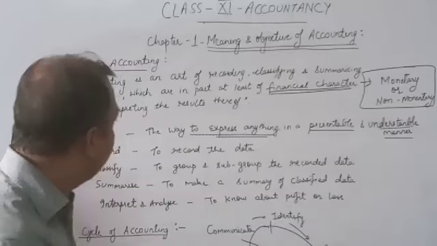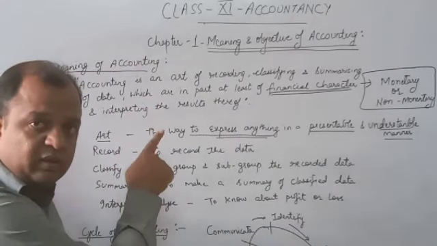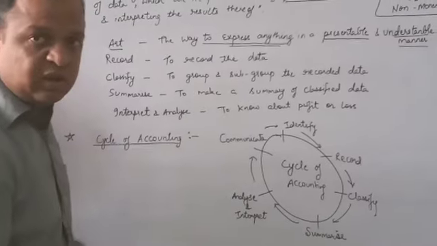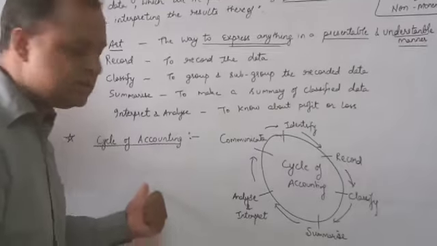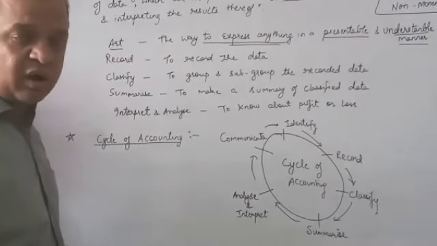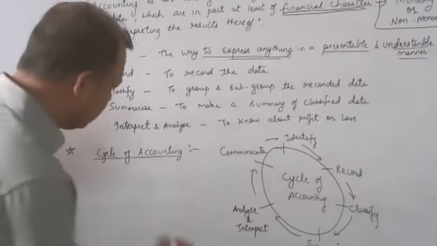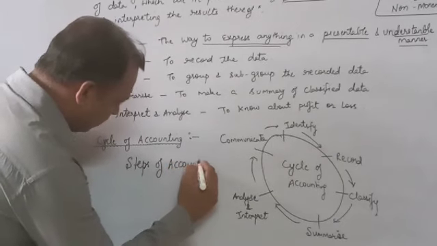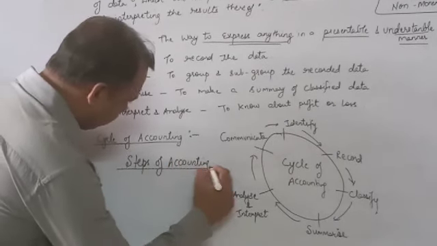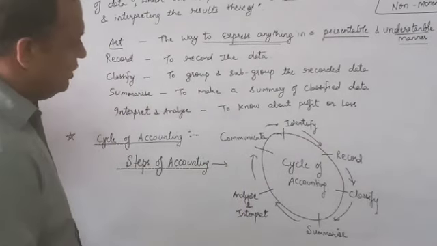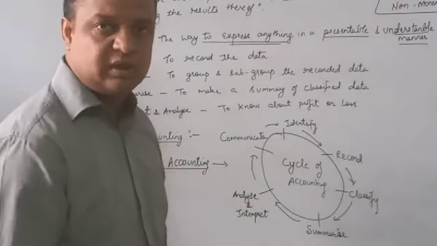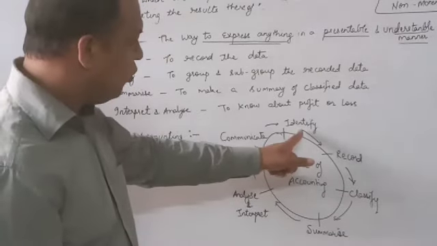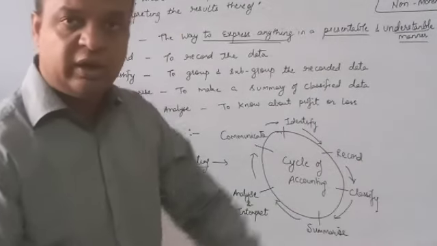Now with the explanation of accounting, this is also being further explained with the help of the process of accounting named as cycle of accounting, which is also said as steps of accounting. Accounting is classified into 6 steps. The first step is identify. Identify relates to whether monetary or non-monetary item.